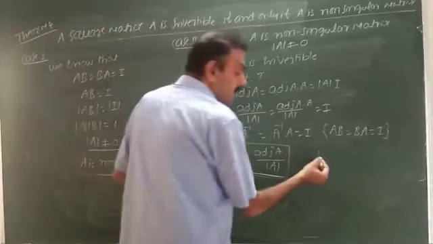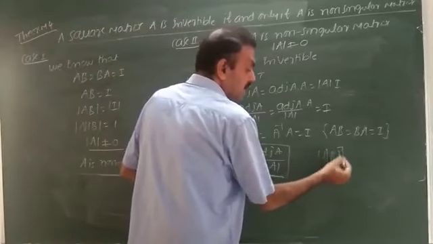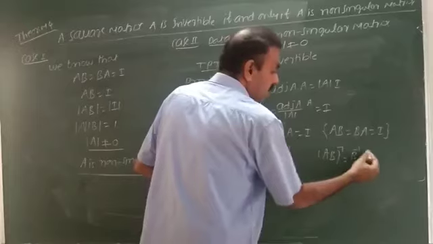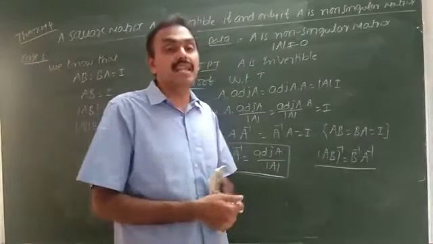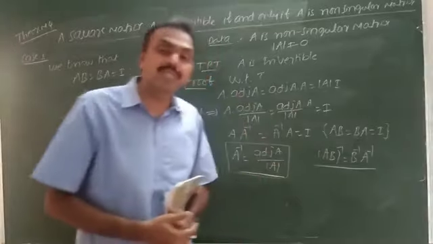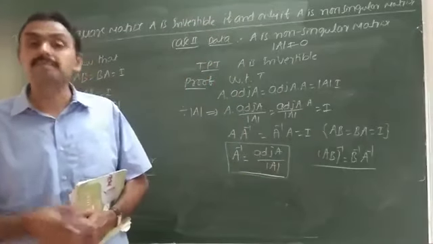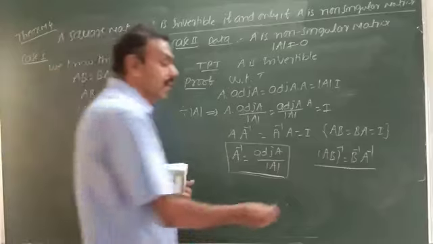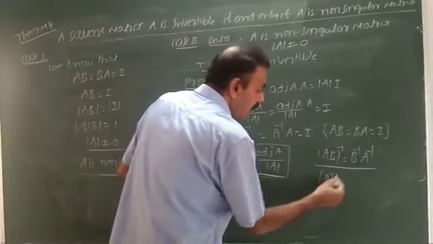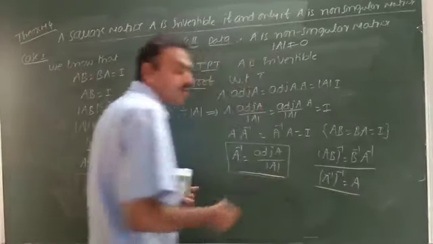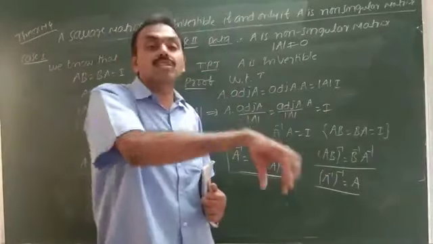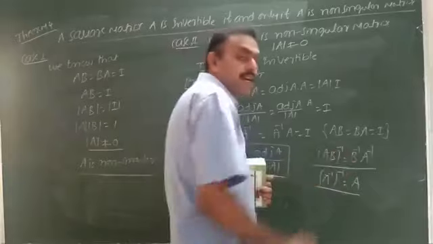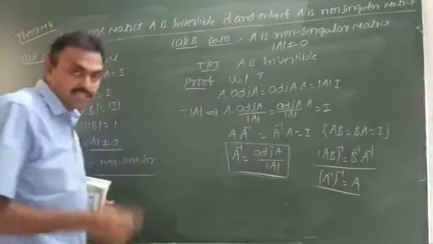And always remember, (AB) whole inverse is always equal to B inverse into A inverse. This is called the reversal law of inverses. Again, we have proved it in the matrices chapter. And always remember, (A inverse) whole inverse is always equal to A itself. Suppose A inverse is given. If you take the inverse of A inverse, that will be equal to A itself, the square matrix itself.